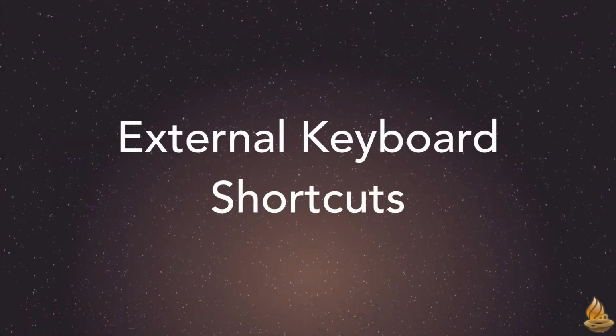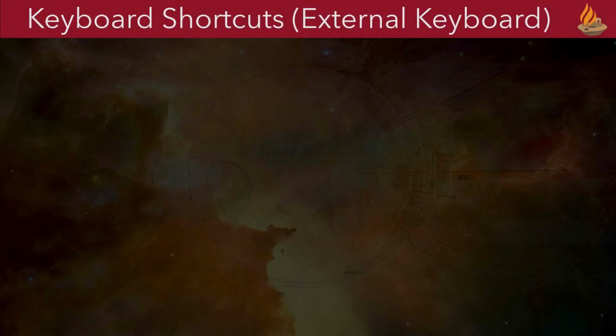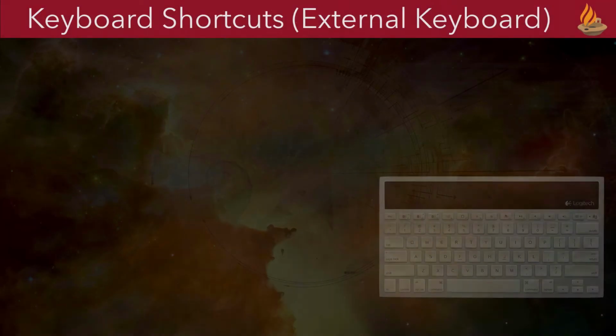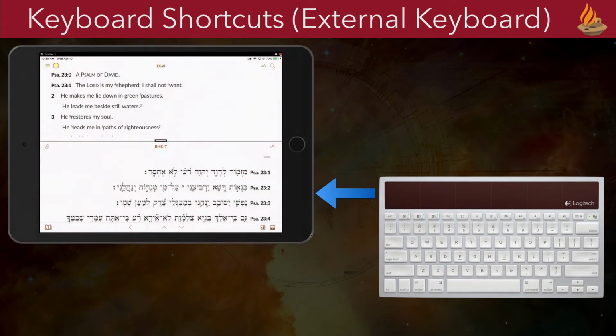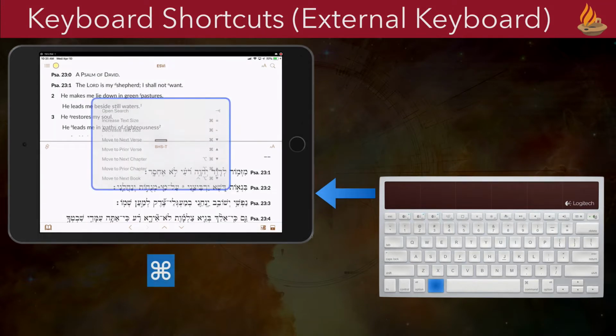External keyboard shortcuts. Rejoice, power users! Accordance Mobile 3.0 now supports keyboard shortcuts from an external keyboard. If we're using an iPad, all we have to do to discover them is press and hold the Command key. Accordance will display a list of keyboard shortcuts available for that particular pane.